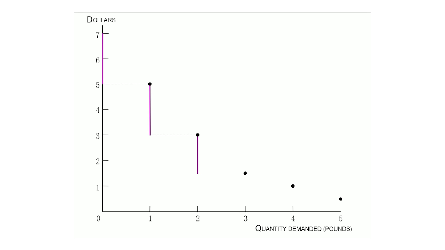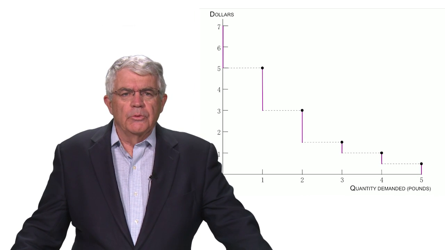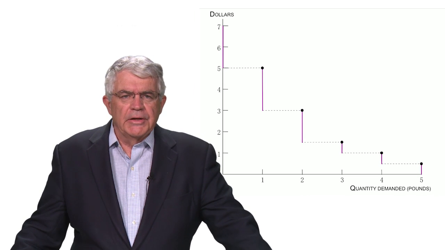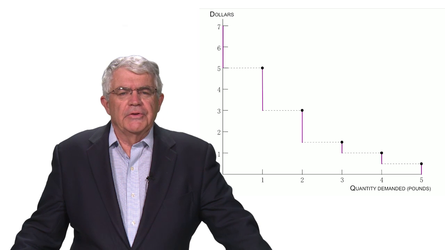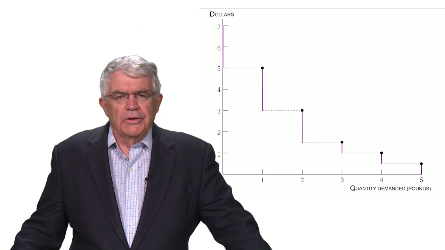The price gets to $2. When it gets to $1.50, you move over to 3. When it gets to 1, you move over to 4. When it gets to 50 cents, you move over to 5. And what we've just done is derive the demand curve for this consumer. It's a downward sloping relationship between the price and the quantity demanded for this individual. As the price comes down, the quantity demanded goes up.